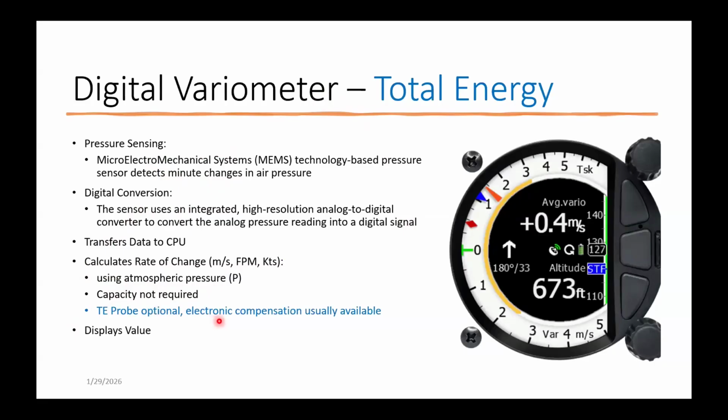And then the electronic compensation, if it can handle total energy, then you probably have electronic compensation available so that you don't have to have a probe. You could do it just if you had airspeed and static, or pitot and static, on the back of the variometer. Then you could use those two quantities, and electronic compensation could be applied without having to have a TE probe. That's why I say it's optional.